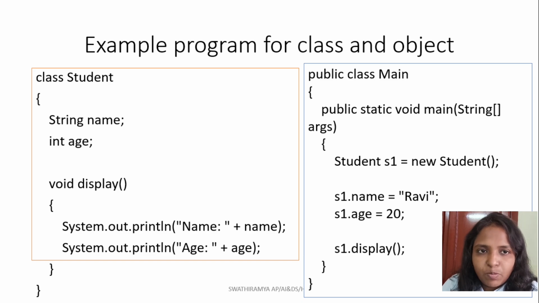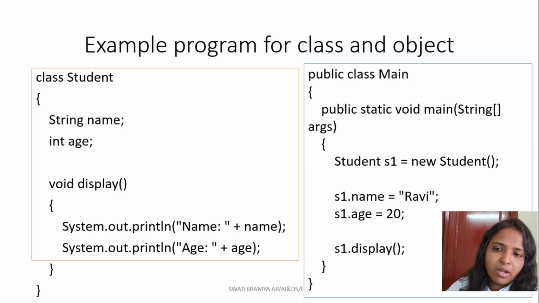Then I am calling the display function, S1 dot display of. So this will give me the output: name Ravi, age 20. Okay, this is the simple Java program using class and object.